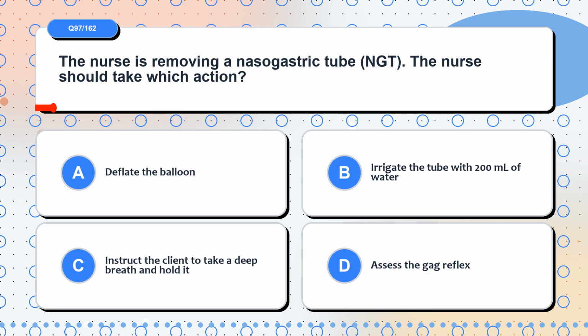Question 97. The nurse is removing a nasogastric tube, NGT. The nurse should take which action? Here are the options. Option A. Deflate the balloon. Option B. Irrigate the tube with 200 ml of water. Option C. Instruct the client to take a deep breath and hold it. Option D. Assess the gag reflex.